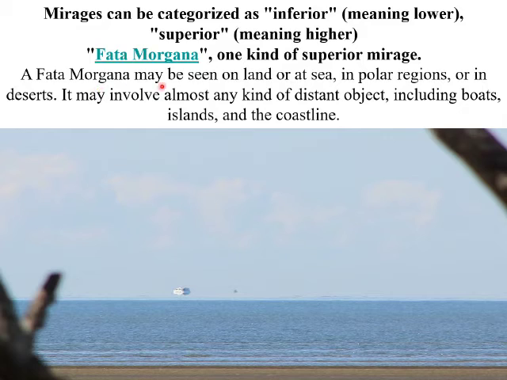A Fata Morgana may be seen on land or at sea, in polar regions or in deserts. It may involve almost any kind of distant object, including boats, islands, and even coastline. So this example that you are seeing here is a Fata Morgana seen from the coast of Queensland.